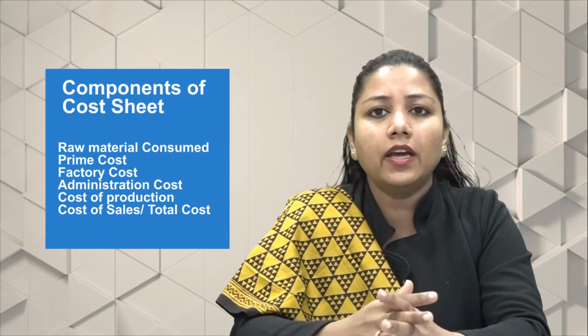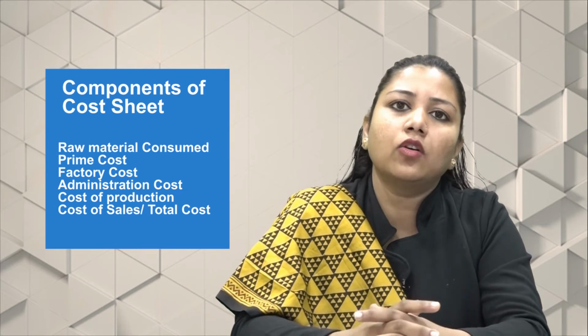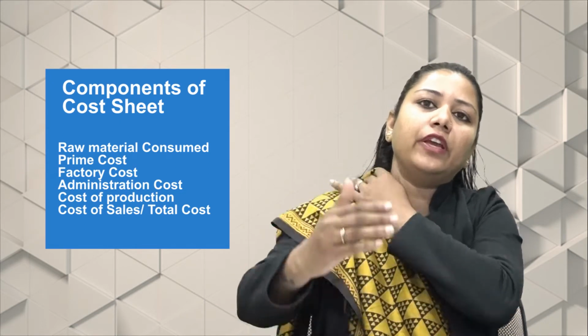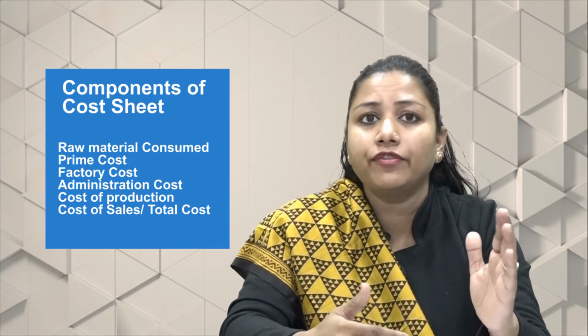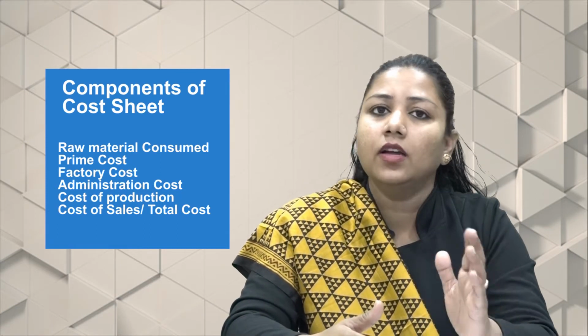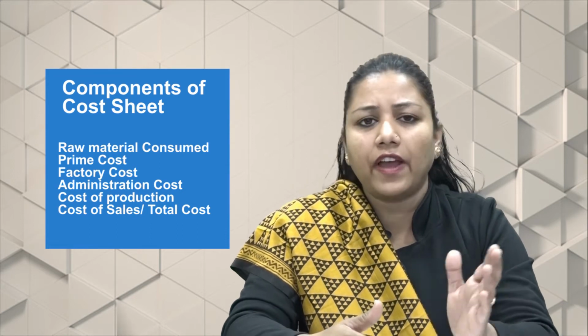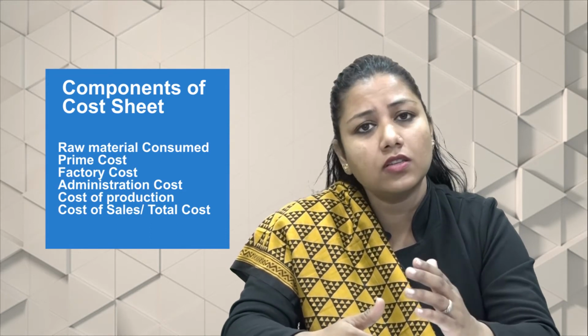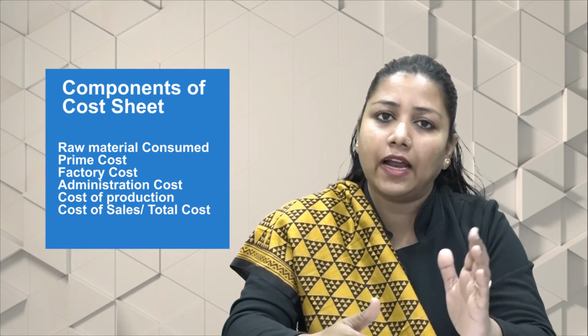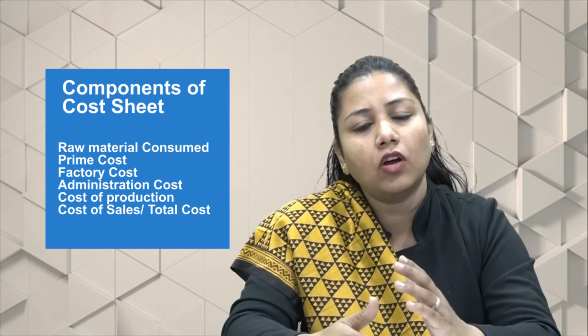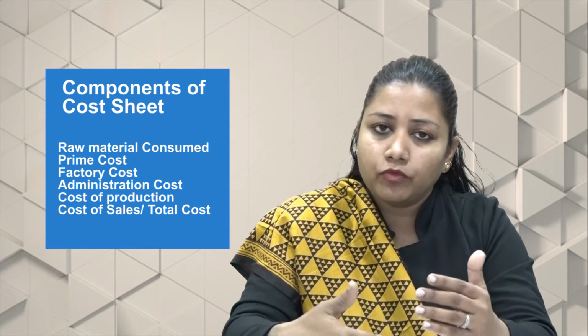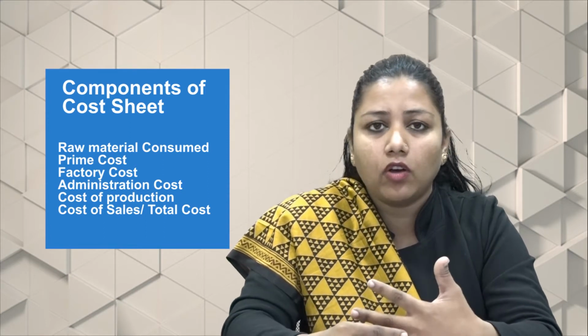We have already learned what the cost sheet is and its objectives. Now we analyse the components of the cost sheet. There are many components. When we calculate the cost sheet, we follow these elements. First, raw material consumed. Second, prime cost. Third, factory cost, which is also called work cost. Then administration cost, also called office cost, and the selling cost. With the help of these elements, we find out the profit and loss of the company.